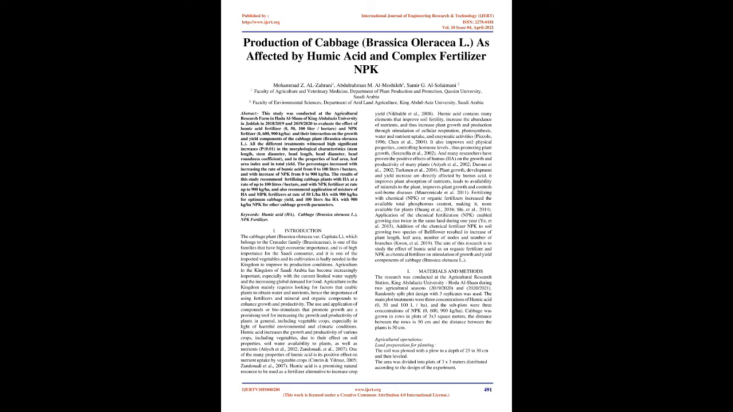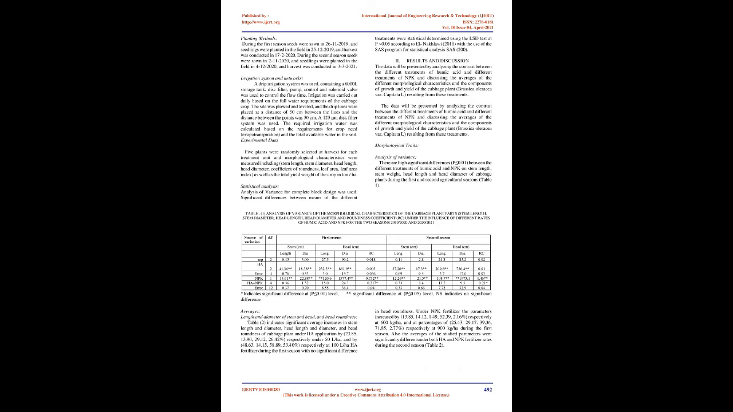Nikbakht et al. 2008. Humic acid contains many elements that improve soil fertility, increase the abundance of nutrients, and thus increase plant growth and production through stimulation of cellular respiration, photosynthesis, water and nutrient uptake, and enzymatic activities. Piccolo, 1996, Chen et al. 2004. It also improves soil physical properties, controlling hormone levels, thus promoting plant growth.